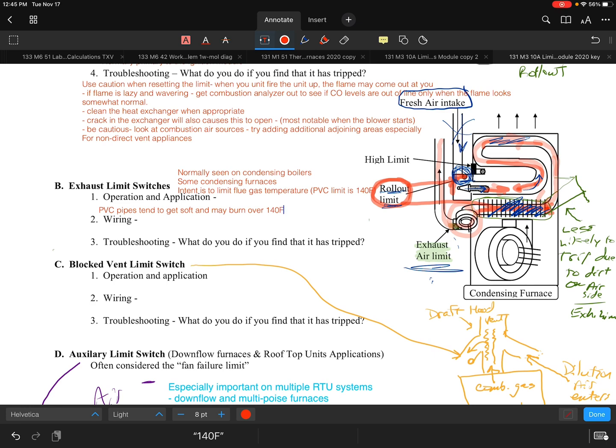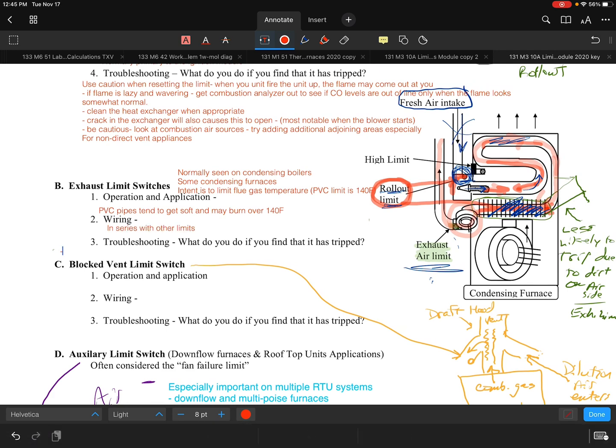So you might say, well, what am I worried about? An exhaust limit, I've only seen them on condensing furnaces, condensing boilers, those types of things. And again, the whole thing is they don't want it to soften, they don't want to create a problem, which would be really devastating for some of these applications. Wiring: the typical wiring in there, I'm just going to put a note in here, is in series, oftentimes with other limits, most of the time, and that's the standard, the norm.